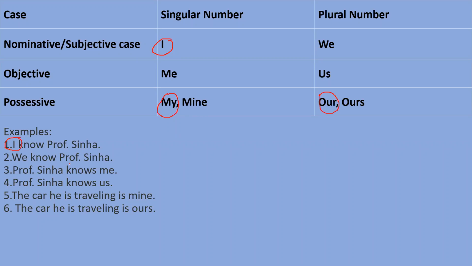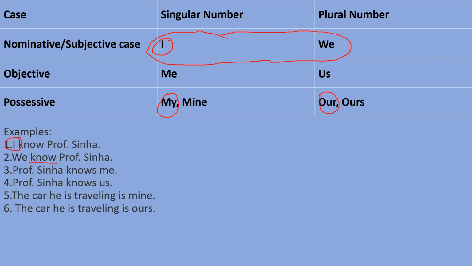We know Professor Sinha. Here, this is the verb, and before the verb, if you write any pronoun, that is called subjective case or nominative case pronoun. Okay, so these two words are the subjective case pronouns, right? So whenever we have to write before the verb, we need to write the subjective case pronoun, meaning nominative case pronoun. But see the third example.